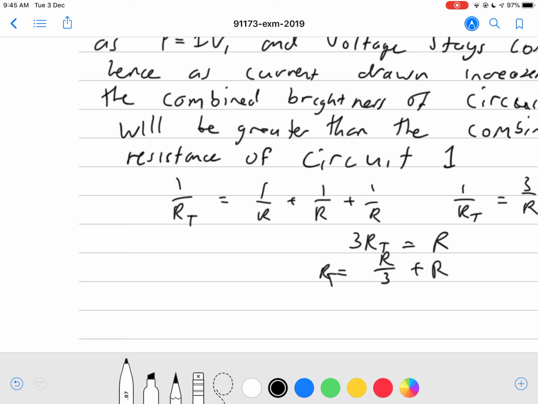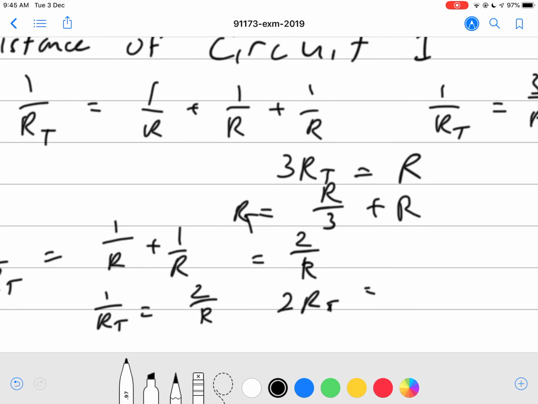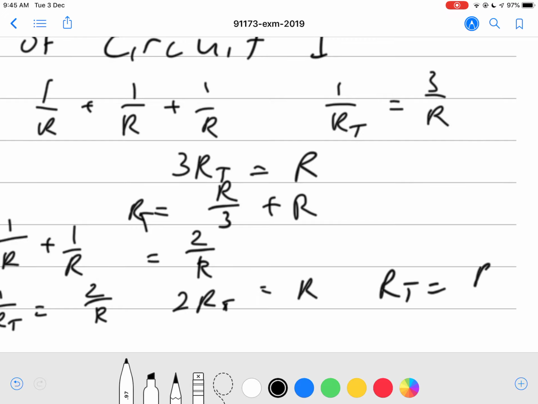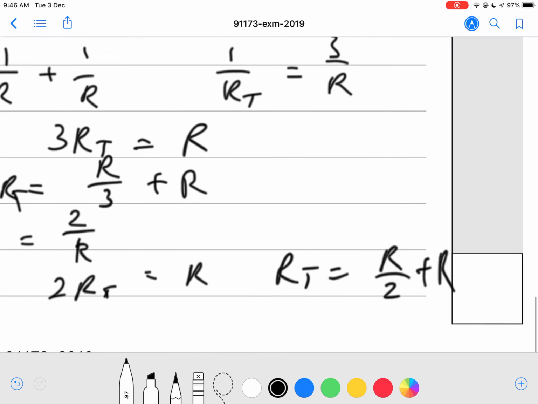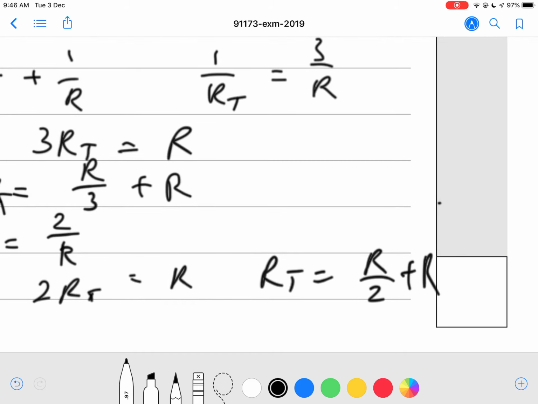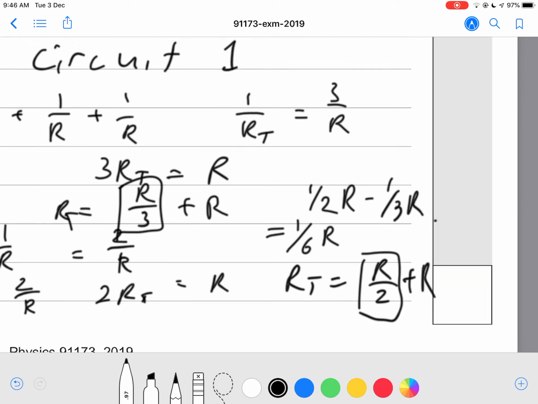As for circuit 1, we have something similar, except we have 1 less R. So 1 over R total equals 1 over R plus 1 over R, which is 2 over R. So R total equals R over 2, plus R due to the lamp in series. So the difference is 1/2 of R here and 1/3 of R here. So 1/2 of R minus 1/3 of R is 1/6 of R difference. That's the difference between the circuits.